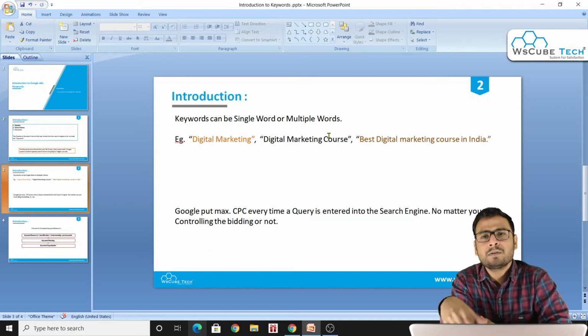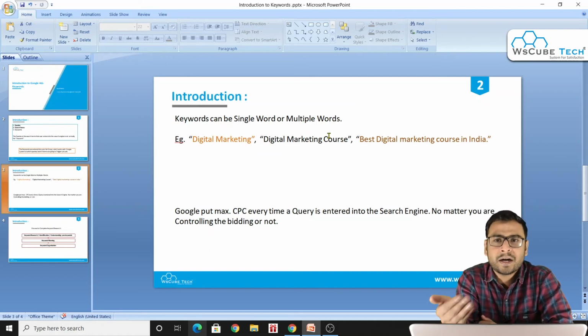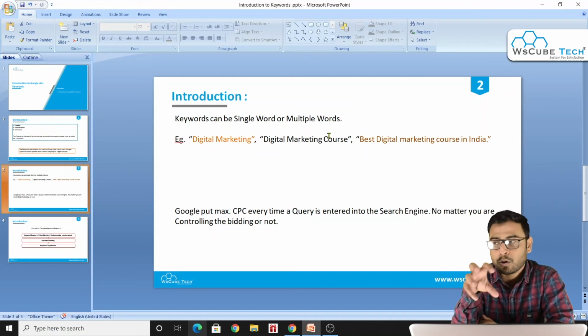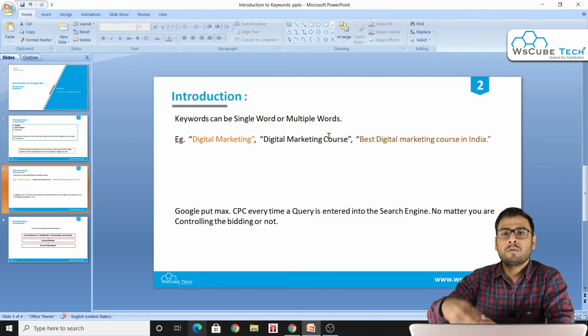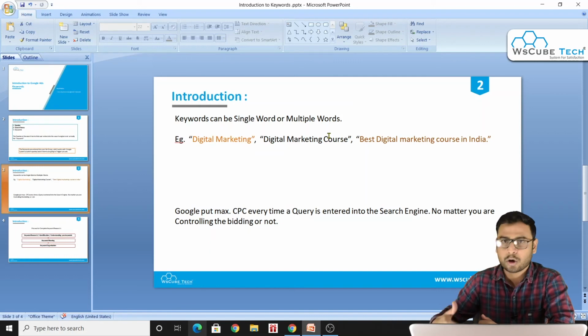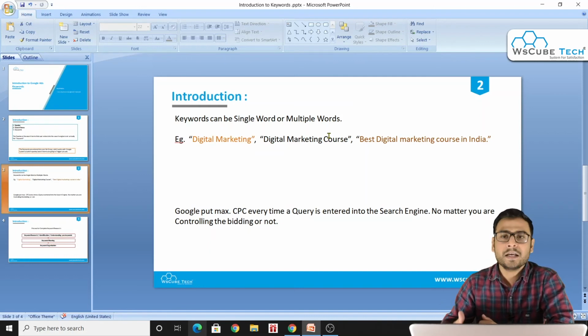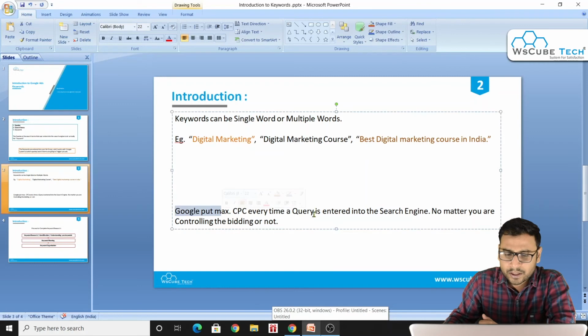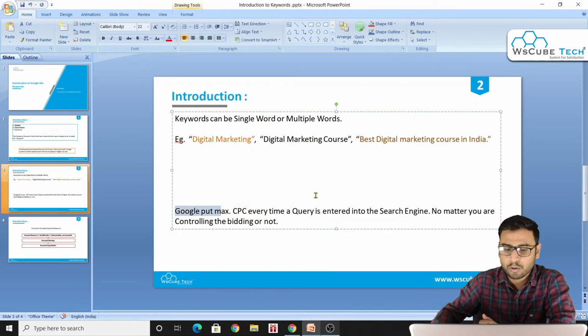In the cases where we run manual CPC bidding strategies, we define that if this keyword goes into the auction, this is my maximum CPC. When the bidding strategies are automated, the maximum CPC is decided by Google. So this is how it actually works, and that is what is written here. Google puts a maximum CPC every time a query is entered into the search engine, whether you are controlling the bid or not.